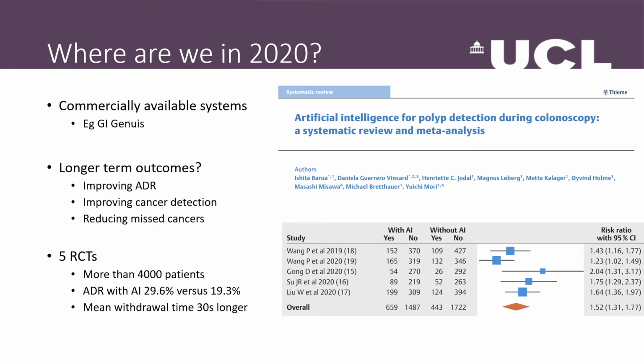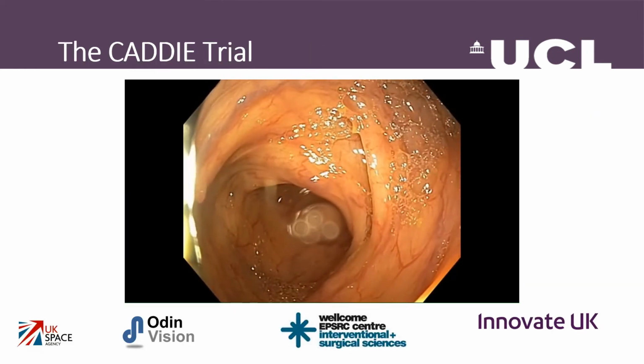So where are we in the 2020s? Well, in the 2020s, there are commercially available devices such as GI Genius. What we need to understand, though, is what difference does it make if we improve our adenoma detection rates ultimately in reducing missed cancers or improving on cancer outcomes in the future? And that's what we'll be looking at over the coming years.